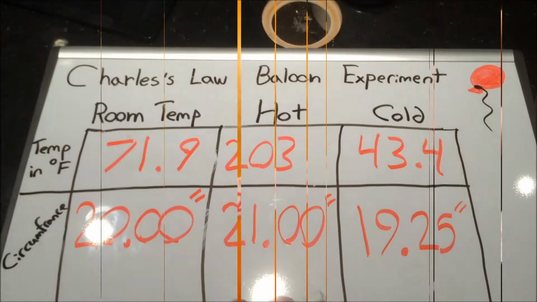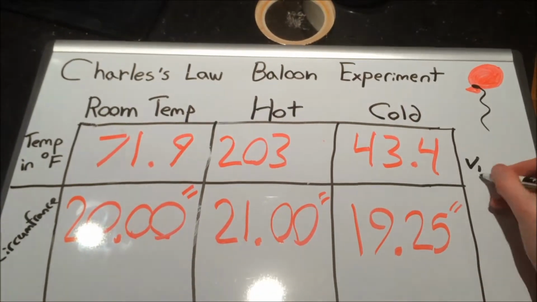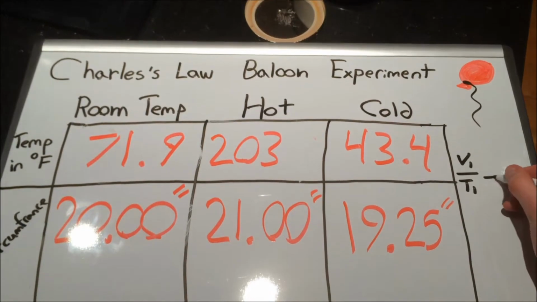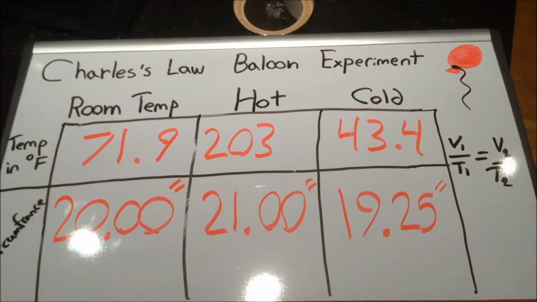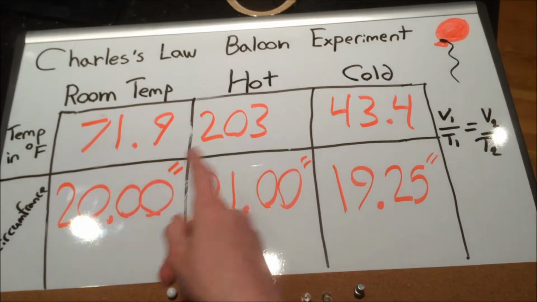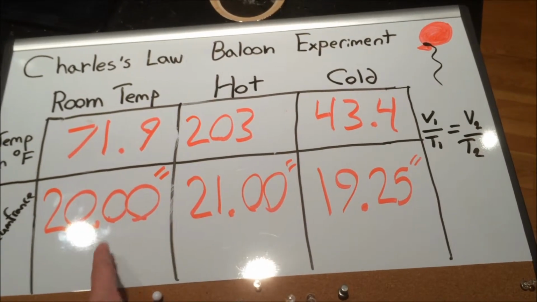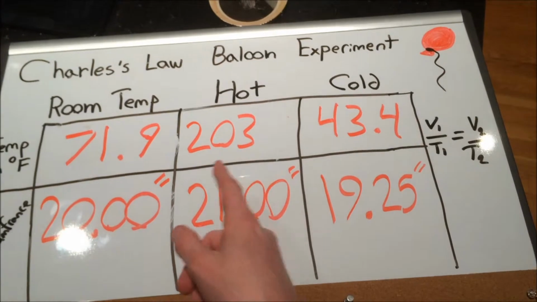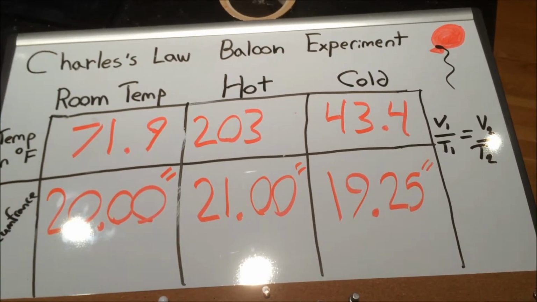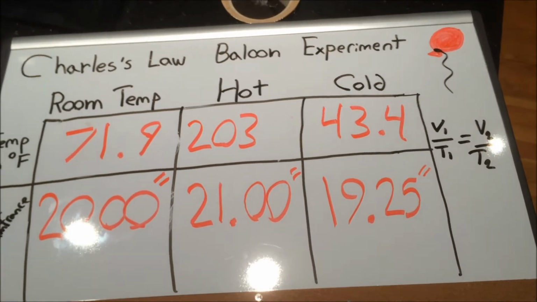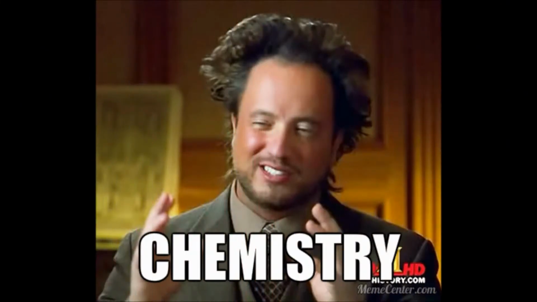So we know that Charles' law is V1 over T1 equals V2 over T2. So theoretically, as your temperature increases, you should get a larger volume, and as your temperature decreases, you should get a smaller volume, which has happened here. So we've proved Charles' law. Good job, Charles. And we're done.